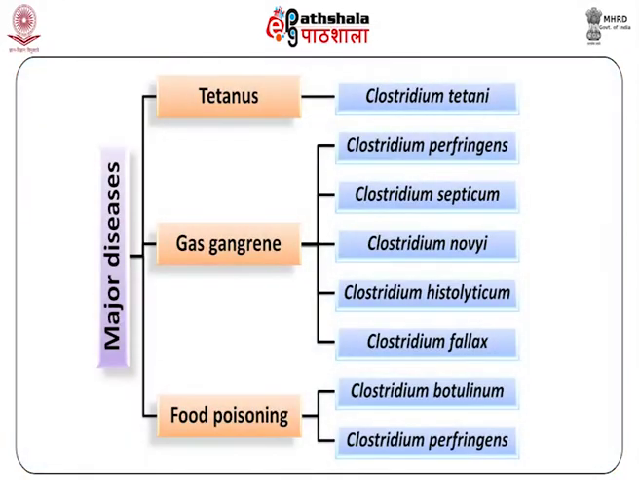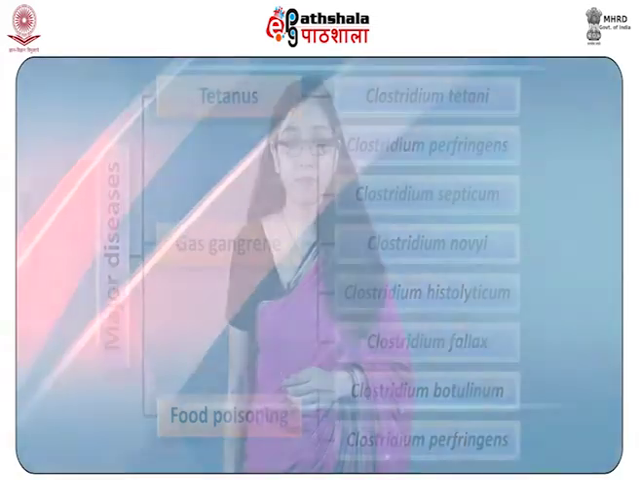The genus Clostridium consists of gram-positive anaerobic spore-forming bacilli, which are responsible for three major diseases: tetanus, caused by Clostridium tetani; gas gangrene, caused by Clostridium perfringens, Clostridium septicum and Clostridium novyi, and also Clostridium histolyticum and Clostridium fallax, etc.; and food poisoning caused by Clostridium botulinum and Clostridium perfringens. In addition, acute colitis can result from infection with Clostridium difficile.